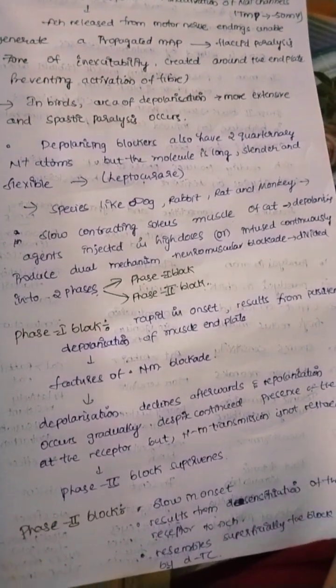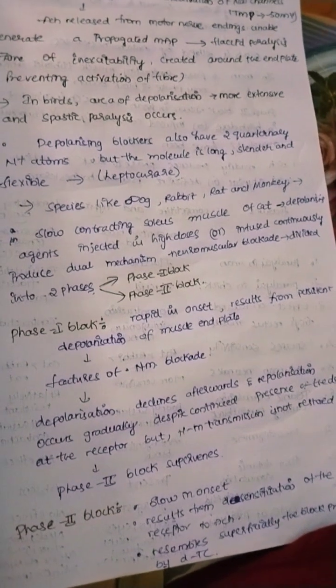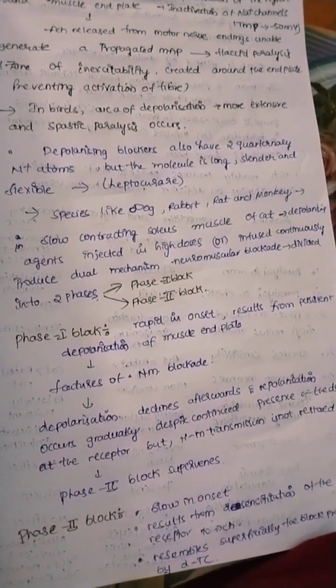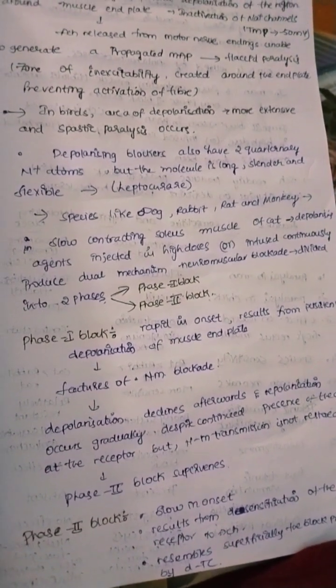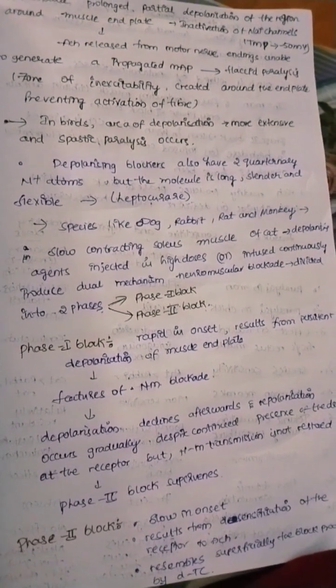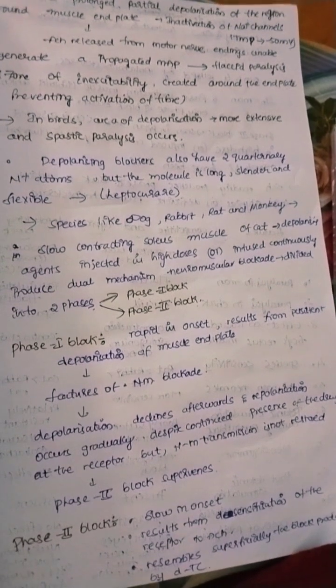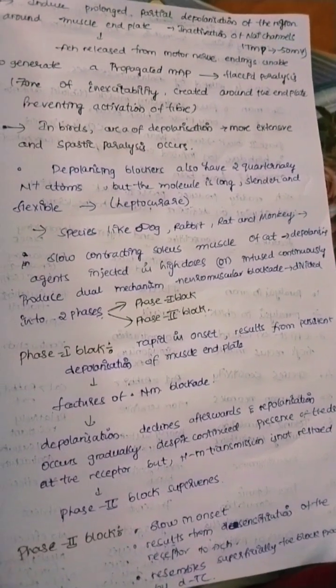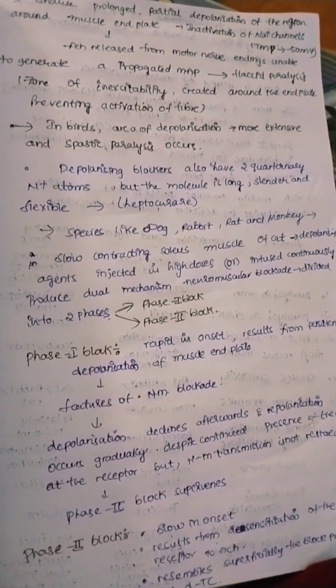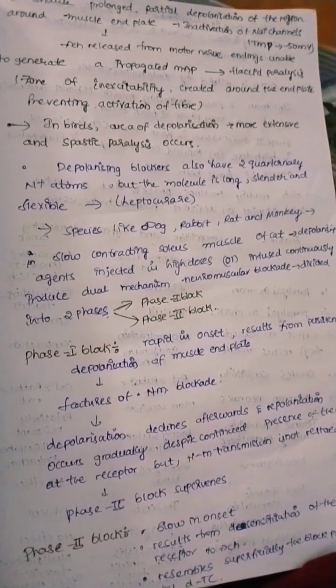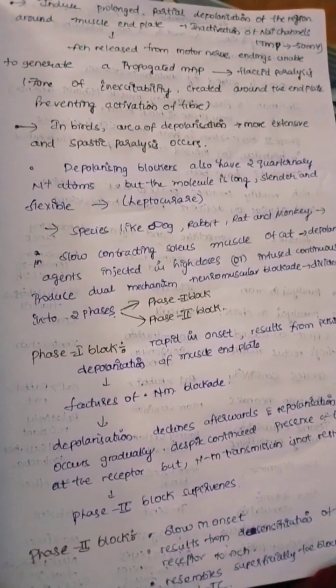So, what are the features? Depolarization declines afterwards, and will occur gradually despite the presence of this drug in the receptor, but the neuromuscular junction is not restored. Phase 2 block will supervene. What is phase 2 block?